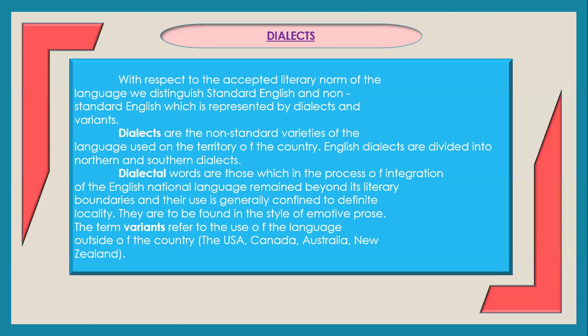They are to be found in the style of emotive prose. The term variants refers to the use of the language outside of the country, for example in the USA, Canada, Australia, New Zealand, and others.